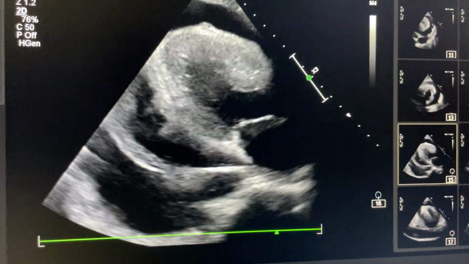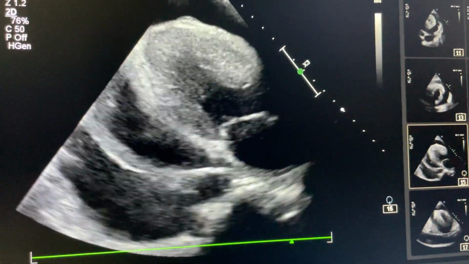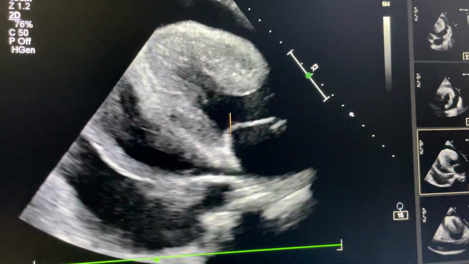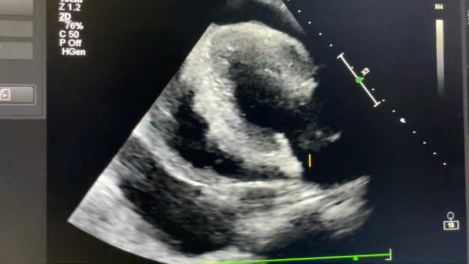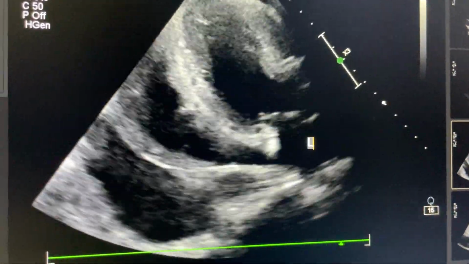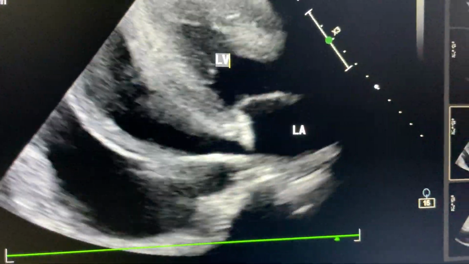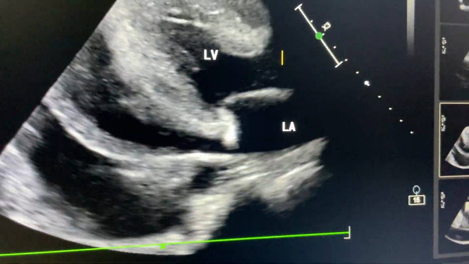This is parasternal long axis view. In this view, what you see, this is left atrium. I just want to go over the nomenclature. This is left atrium. This is left ventricle. This is aorta.